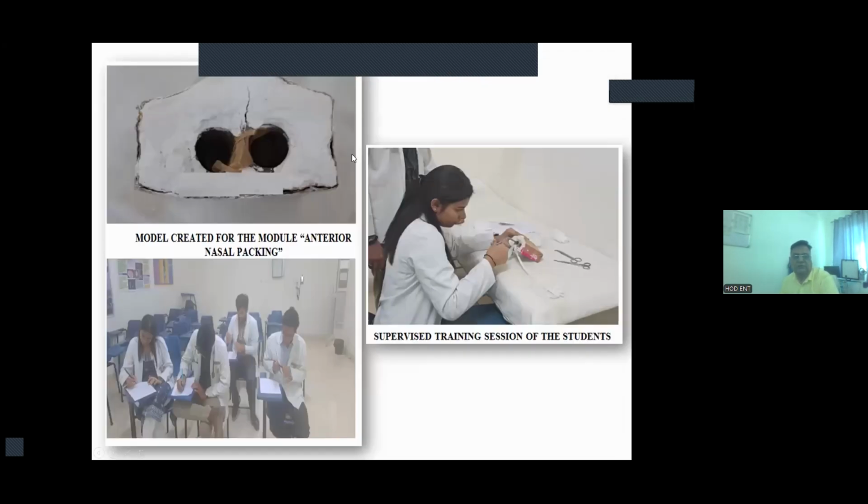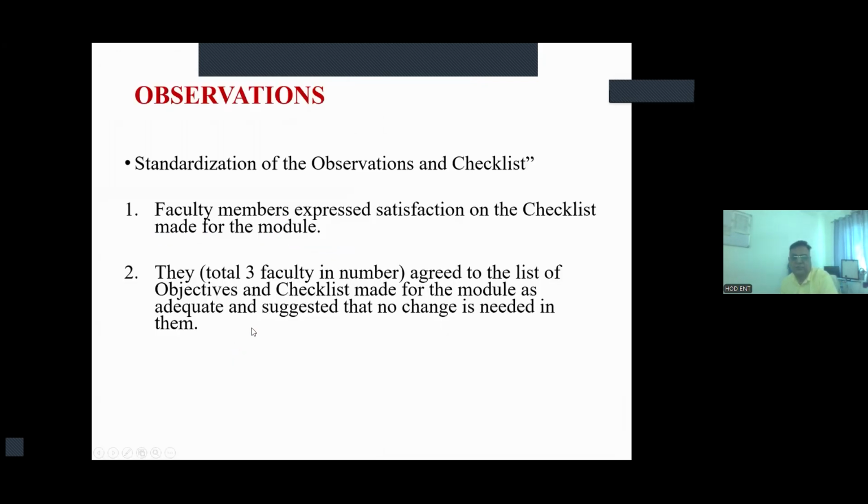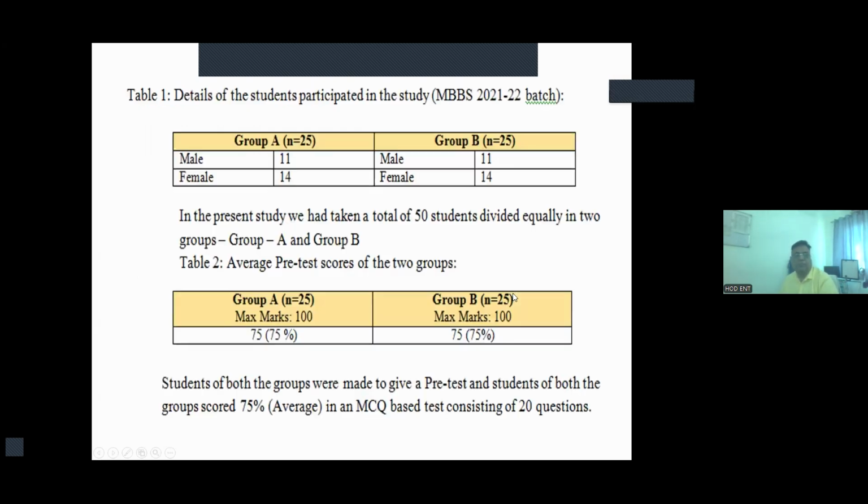This was the model that was created in the Department of ENT, and we can here see the practice sessions going on taken by the students. And this is the theoretical formative assessment in the department. Standardization of the observation checklist was carried out by faculty members, and they expressed satisfaction with the checklist made for the module. A total of 3 faculty members evaluated and agreed to the list of objectives and checklists made for the module.